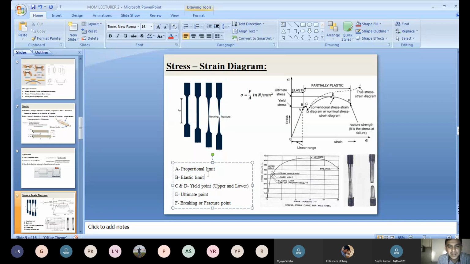Best example, if you take an elastic rubber, if you stretch it and leave it, it comes back to original shape and size, right? That point is called the elastic limit or elastic point.